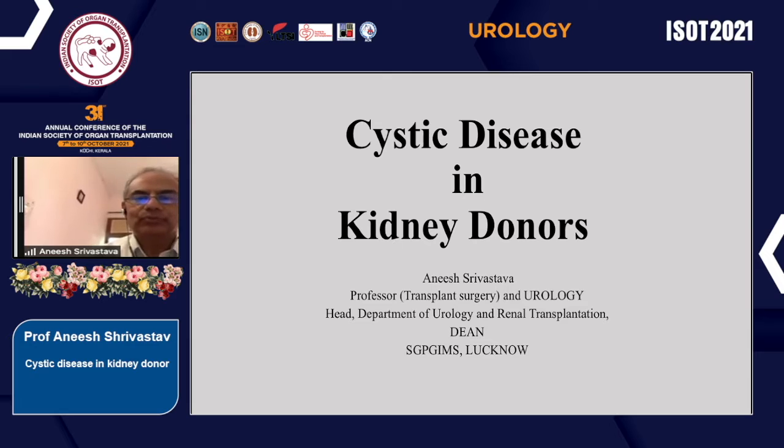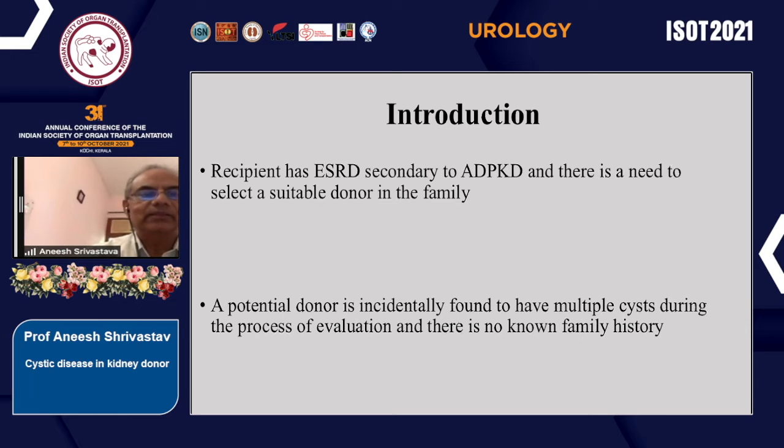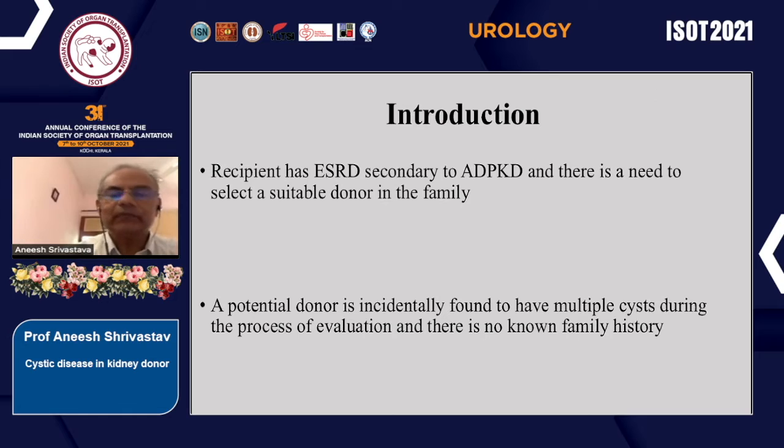I'm going to talk about a very important issue here, which is regarding the selection of the donors in a couple of situations. The important situations, or the more common scenario in our clinical practice, is a recipient comes to you with ESRD and the disease is ADPKD, and we need to find a suitable donor in the family.